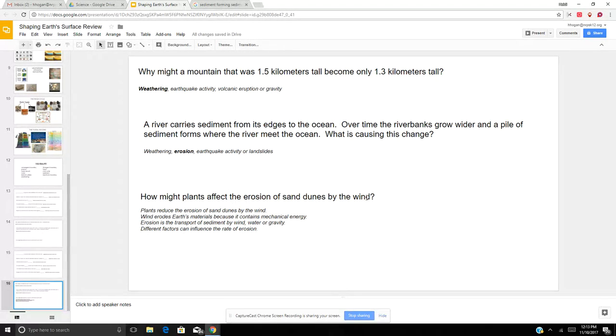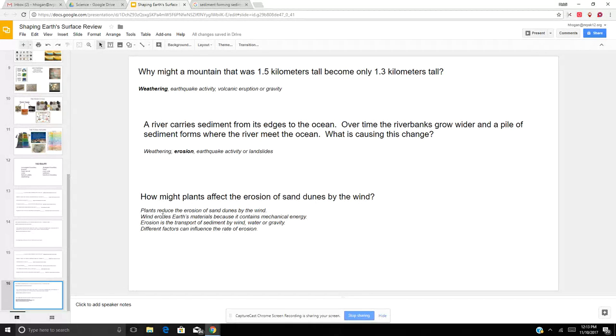So how might plants affect the erosion of sand dunes? So sand can be moved by the wind. Why would plants kind of stop that or make it harder for the wind to move it? Well, we know that plants reduce the erosion of sand dunes because if they have roots and they hold on to the sand, and if they're doing that, they're protecting the sand from the wind.